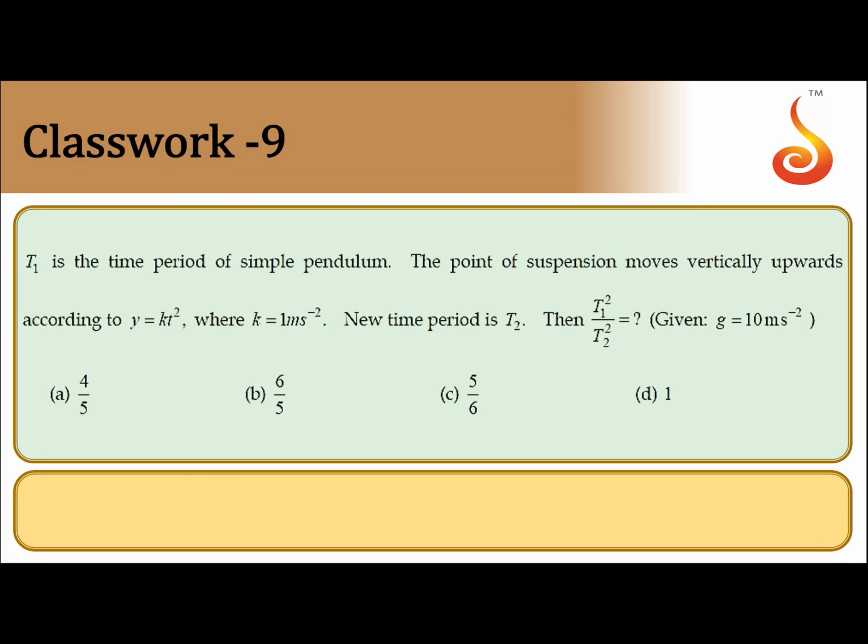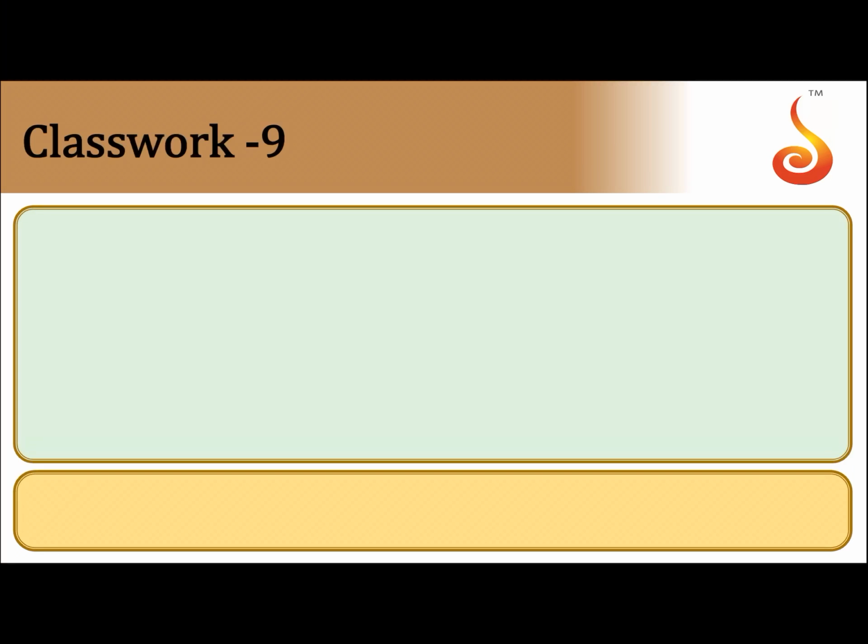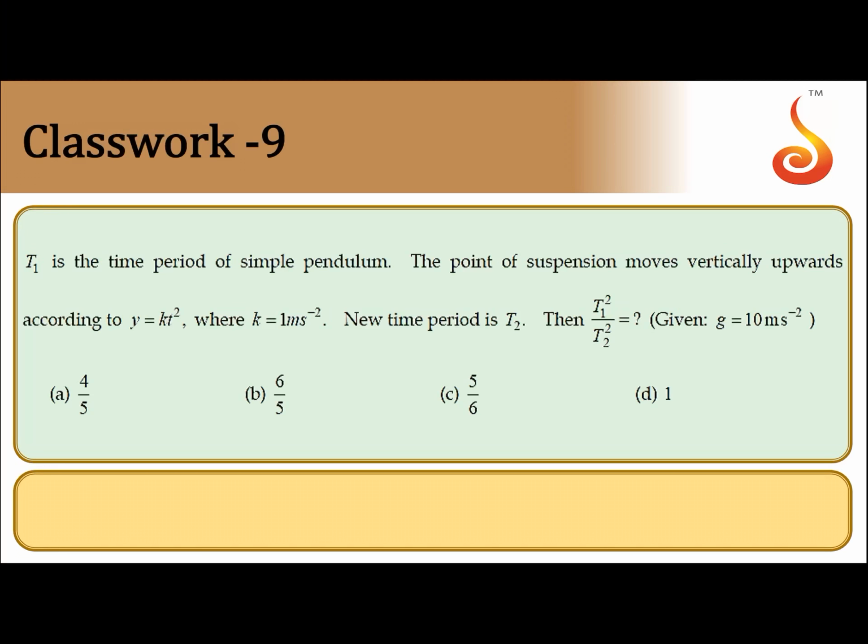So we shall go on to next one. T1 is the time period of simple pendulum. The point of suspension moves vertically upwards according to y is equal to kt square, where k is equal to 1 meter per second square. Then new time period is T2. Then T1 square by T2 square is what? Given g is 10 meter per second square.